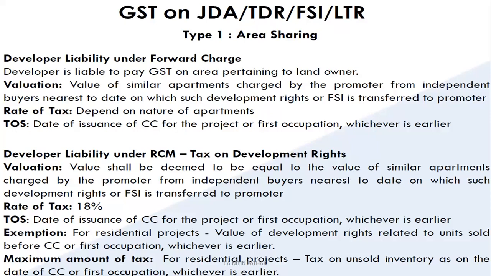So when will the valuation apply? Valuation of similar apartment charged by the promoter from an independent buyer nearest to the date on which such development right or FSI is transferred to the promoter. Which rate will apply? If it is a residential apartment, affordable, non-affordable, commercial, and commercial with REP, commercial with non-REP, 12%, 5%. Are you getting it? Which rate will apply, and when will it apply? Date of issuance of CC or BU for the project, or the first of whichever is earlier. Clear? How will forward charge apply?